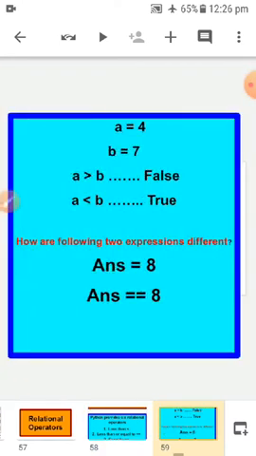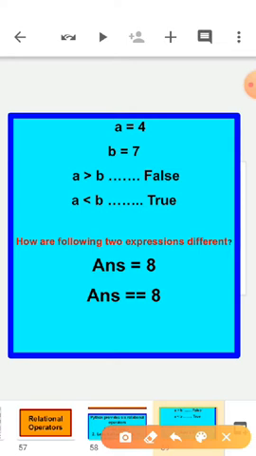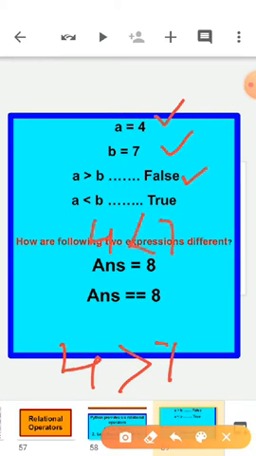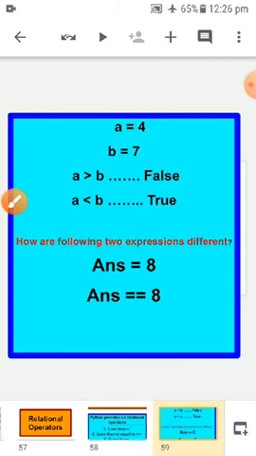Okay, now let's take one example of this. A is equal to 4, b is equal to 7. See, is 4 greater than 7? No, 4 is smaller than 7. So this answer gives you false because the statement is false. Is 4 smaller than 7? Yes, this answer is true. Okay, so these types of questions and answers come from the relational operators.